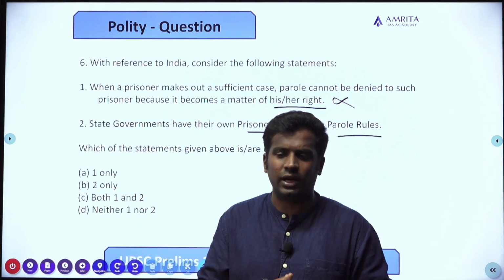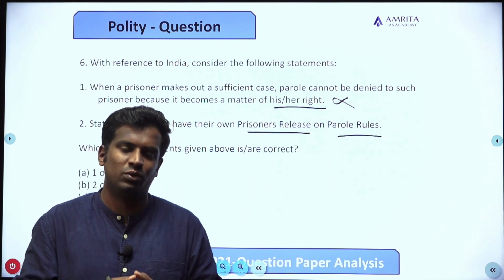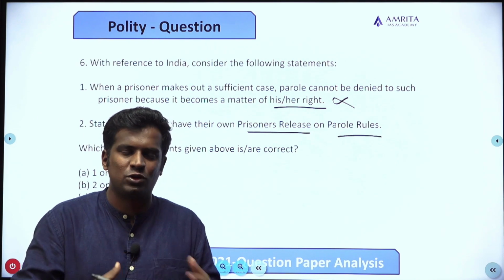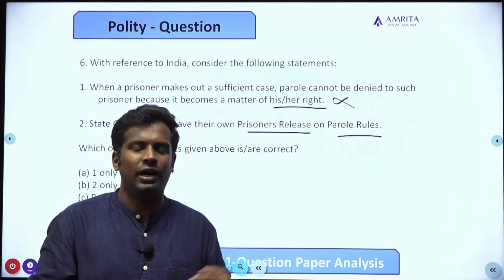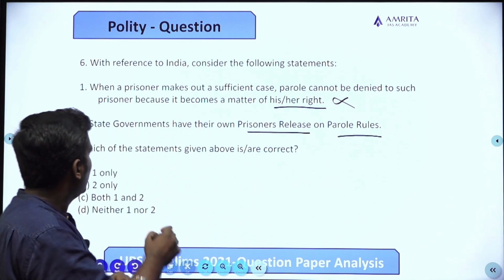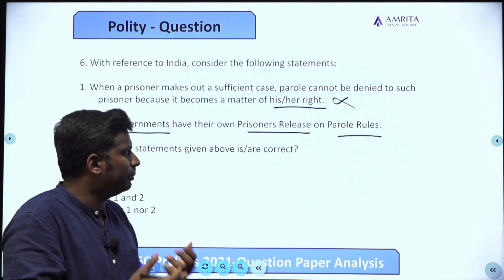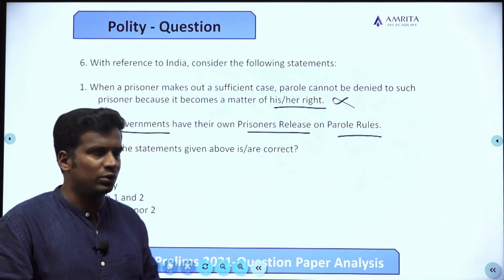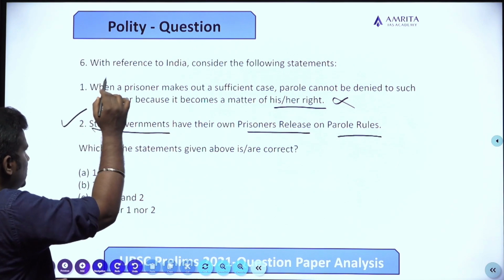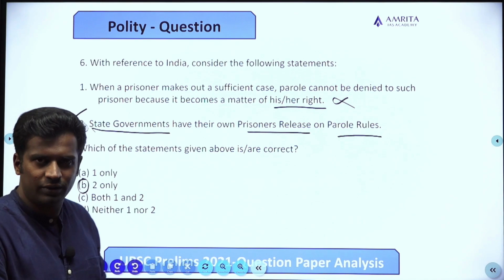Looking at this, I can say that the state does have control over the parole rules. Why? Because the state government has its own authority over the local law and order and police, so they can grant their own parole, and that is under the custody of the state government. So the state governments have their own prisoners release on parole rules, which is also there for the central government too. So keeping this into account, I can say the second statement is right, the first statement is wrong. Again, the answer is option B, 2 only.